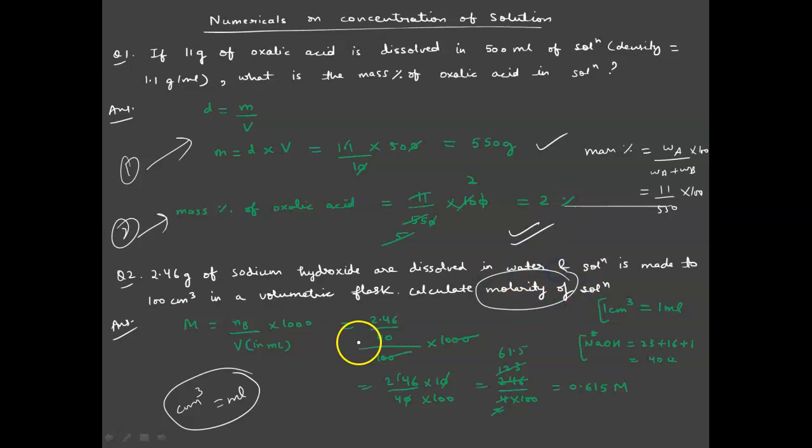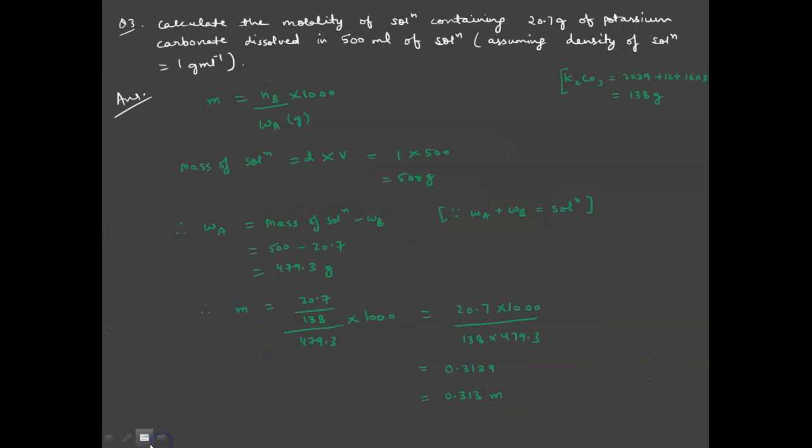So we have to calculate the molarity. Now comes molarity formula. NB, number of moles of solute divided by volume of solution into 1000 because it is in ml. Now moles formula, mass upon molar mass. It is mass 2.46, molar mass 40 U, mass upon molar mass divided by volume. Volume is 100 ml. 100 into 1000. It comes out to finally 0.615 mole per liter, or you can write M. Now moving to next question.